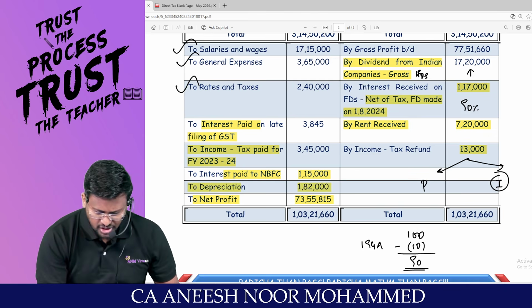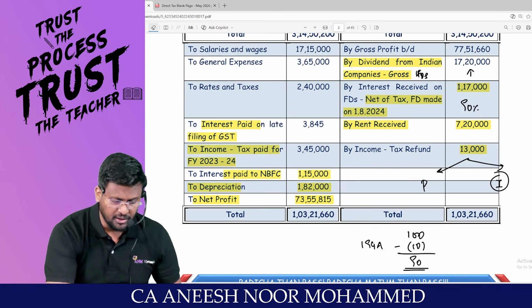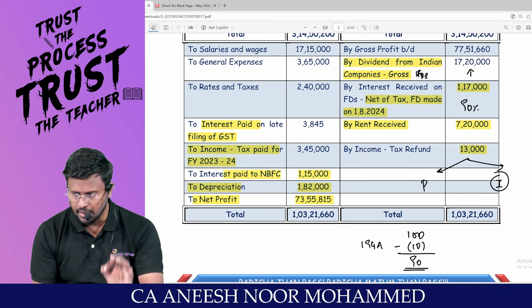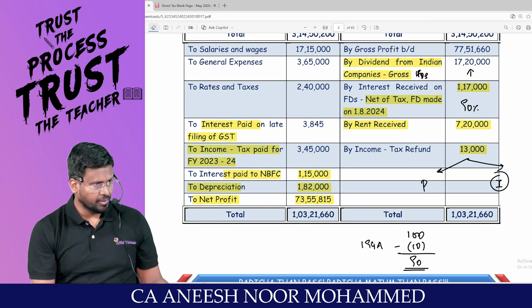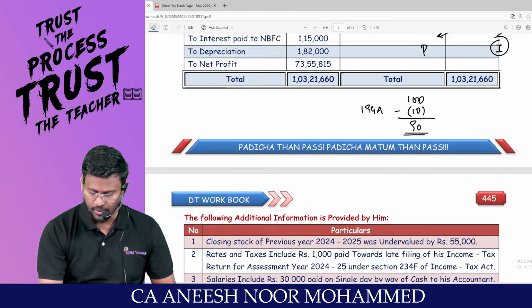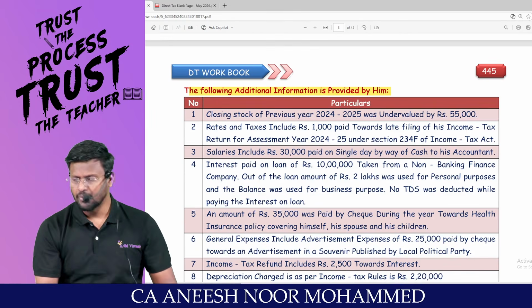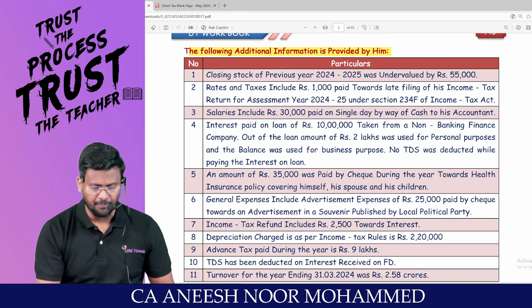The depreciation has been debited to P&L account. Generally, depreciation will be debited based upon the book calculation, but we have to provide the depreciation as per the income tax calculation. Are you all really with me? Following additional information is provided by him.